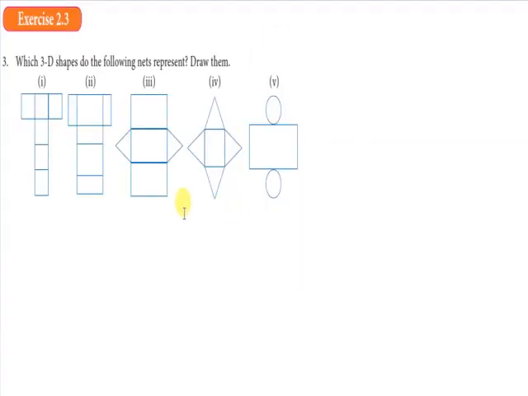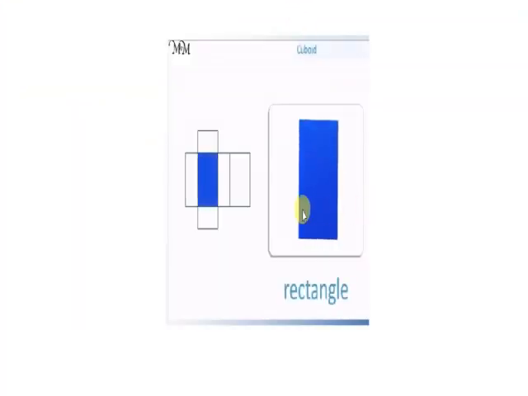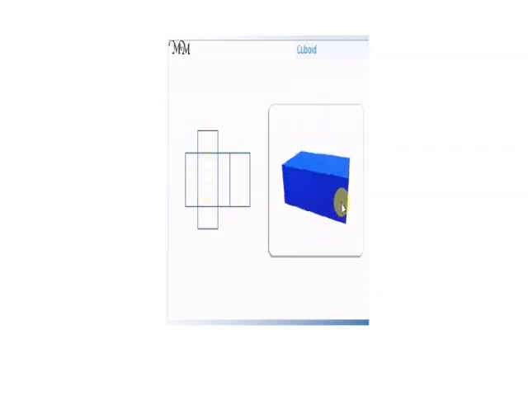Now what is your next figure, the second subdivision? We have a rectangle here; in the first it was a square. So if you have a rectangle here, you will get a cuboid. So you have to draw a cuboid here.